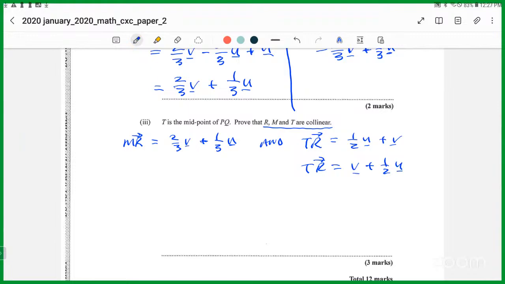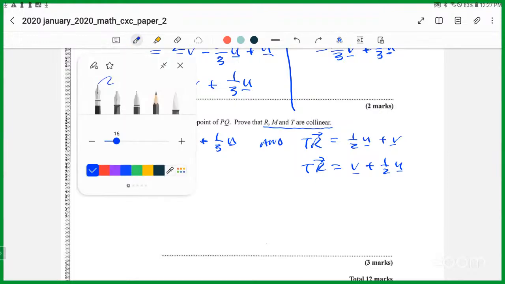Alright, so to show collinear points, we need to show that these two vectors are parallel, and obviously R is going to be the common point. We have to first show that they are parallel vectors. And when you have vectors with fractions in them, the first step I always say is to get rid of the fractions first, because the fractions make it more difficult to see the relationship between the vectors in terms of a multiple. Because when they are parallel, one is a multiple of the next. So the first step is to get rid of fractions.